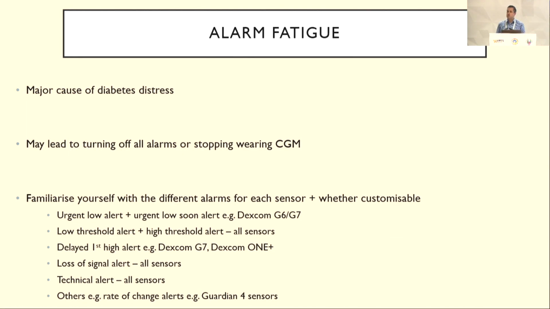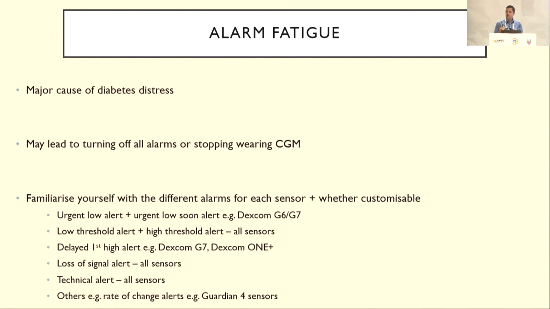And you've also got an urgent low soon alert, which basically, if you're predicted to go low within the next 20 minutes, will also alarm. Now, the G7 and the Dexcom ONE Plus also have a delayed first high alert, and I'll explain how these are useful as we go along. What that means is you can set or delay the alarm by up to 4 hours if the glucose levels go high. And that's really useful after meals. You can imagine with a postprandial rise, you can wait until the insulin has had action and only alarm, say, 3 to 4 hours later, and people can take action at that point.